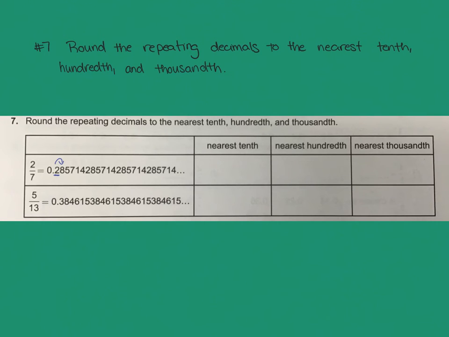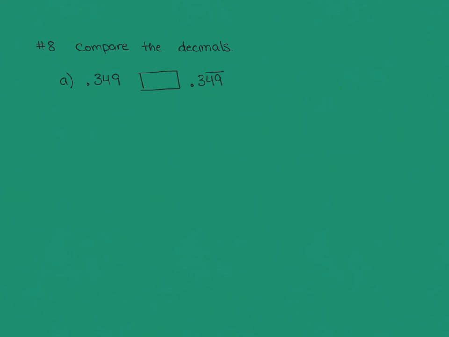So an 8 tells us we're rounding up, so to the nearest 10th, this would be 0.3. To round to the nearest 100th, I need to look at the 100th place, and then the next digit, 5, tells me I'm rounding up. So this would become 0.29. Finally, to round to the thousandths place, we underline the thousandths place, and the next digit tells us if we're rounding up. Well, 7 says we're rounding up to 6, so this would be 0.286. And you'll do the same thing for 5/13.